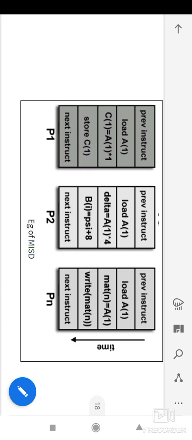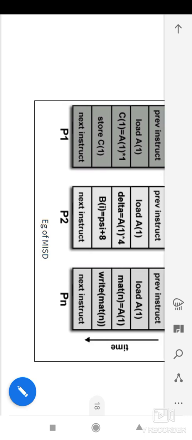So it works on the same data. Clear? A1 is the data that we have loaded there, but different instructions are executed on the same data.